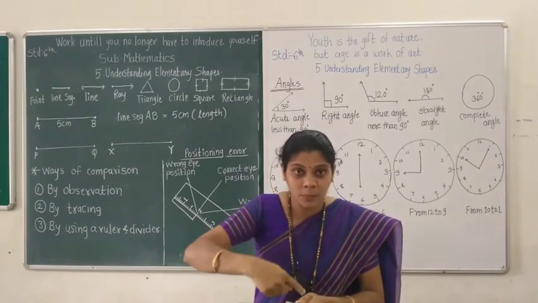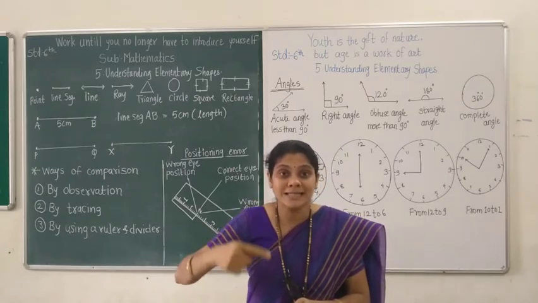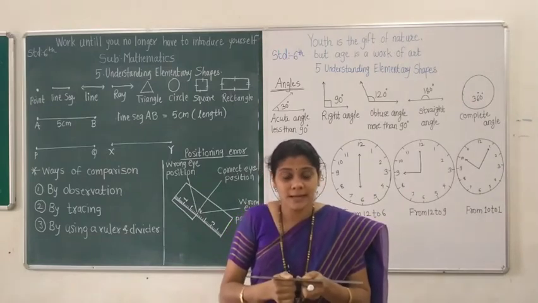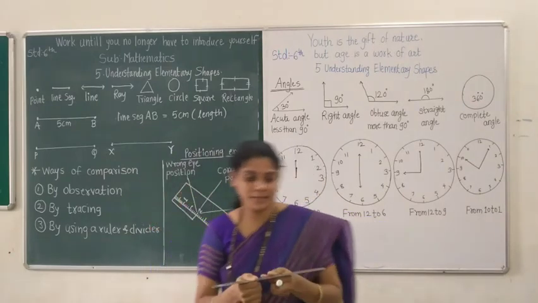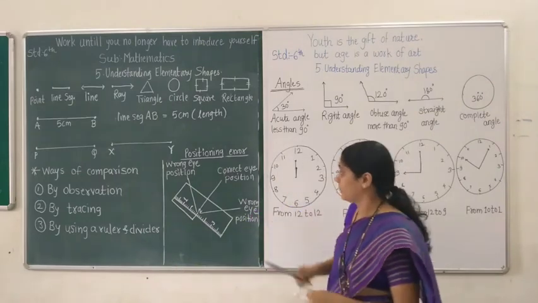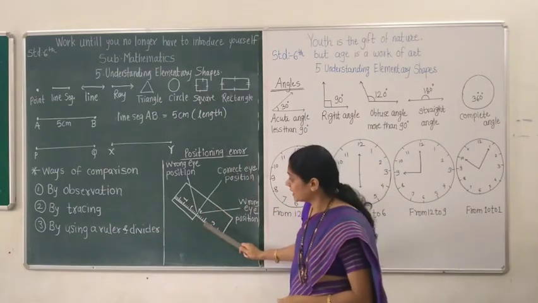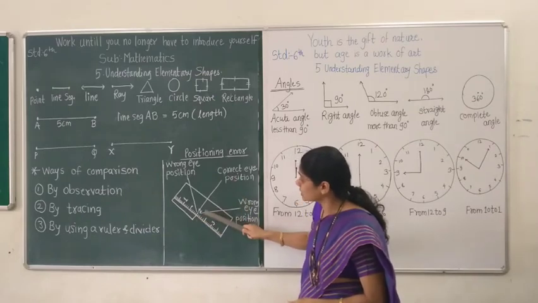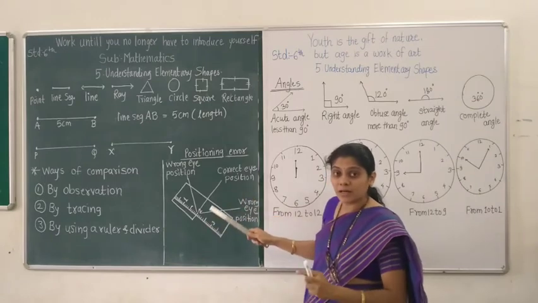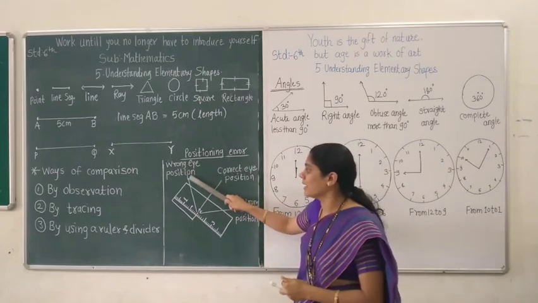Okay, if your eye position is directly above the ruler, then you can easily draw a line with the correct measurement. But if you look from this side or that side, you will not get correct measurements. Look at this diagram: positioning error. This is a ruler and this is the segment that I have to draw. If I keep my eye position above the ruler, it will be the correct eye position. But if I am measuring from the right hand side or the left hand side, it will be the wrong eye position.